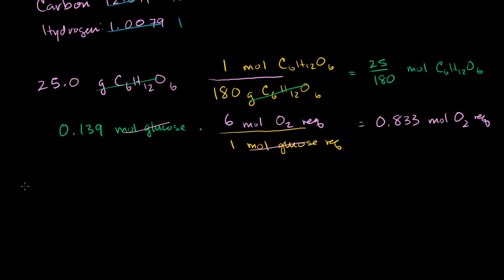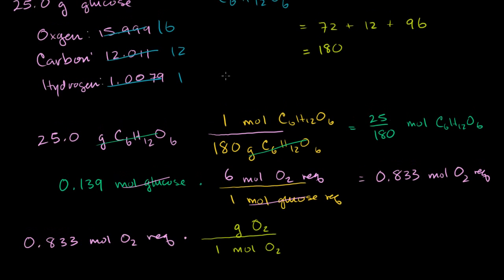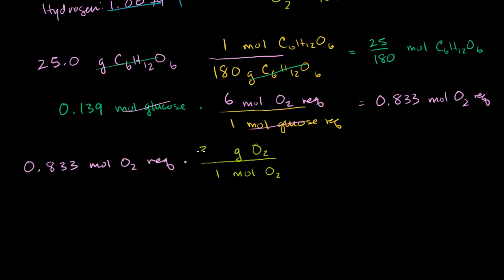So let me just write it over here. We have 0.833 moles of molecular oxygen required. We're going to multiply that. Remember, we want to get this into grams now. So let's write the moles of O2 in the denominator, and we're going to put grams of O2 in the numerator. So how many grams of O2 are there per mole? Well, we know the atomic weight of oxygen is 16. So the atomic weight of molecular oxygen, where you have 2 of these, so the atomic weight of O2 is equal to 16 times 2, which is equal to 32. So it's 32 grams per mole.